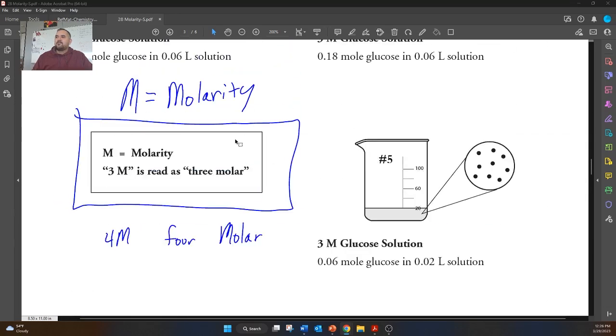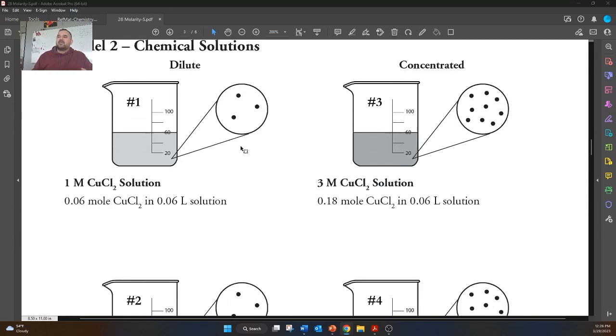All right, let's move on. So now we're going to calculate the molarity of these solutions. Let's ignore the fact that the answers are already here. All right, let's just go ahead and solve these.